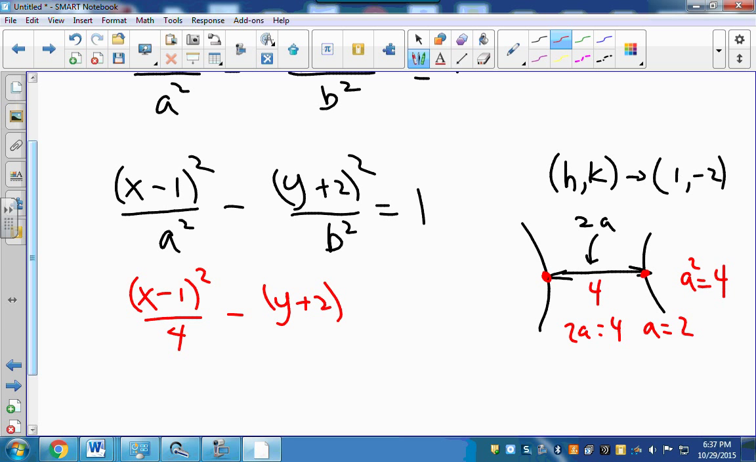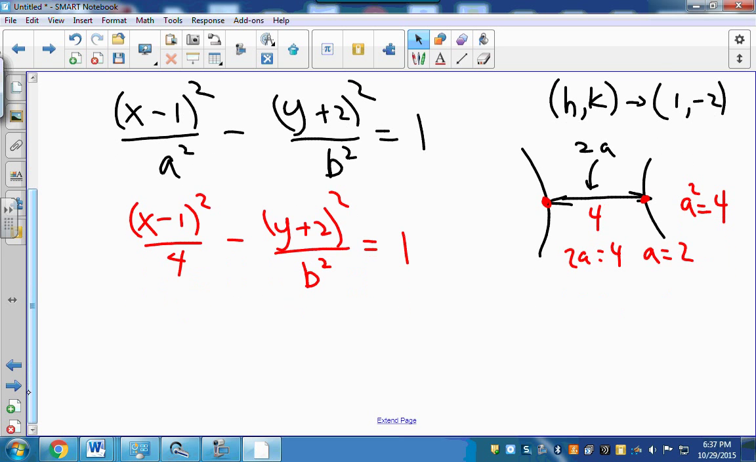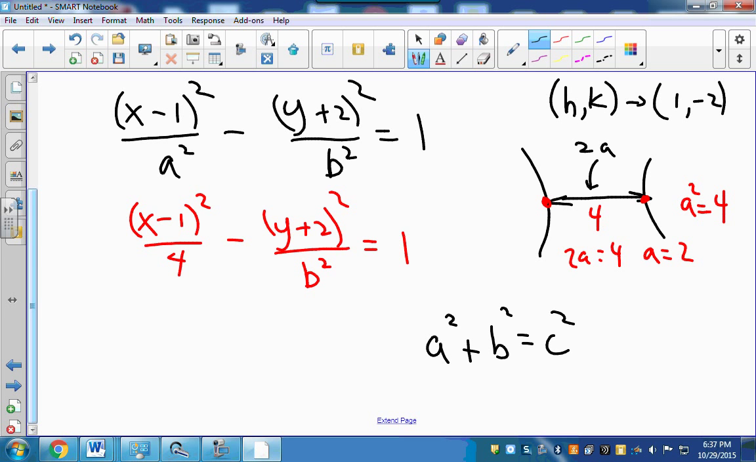Y plus 2 squared over b squared equals 1. Okay, we just have to calculate the b squared. And just like with the ellipse, there's a formula that ties together a, b, and c. Here it is: a squared plus b squared equals c squared, c being the focal distance. Distance from the center, here's the center, all the way out to the focus.